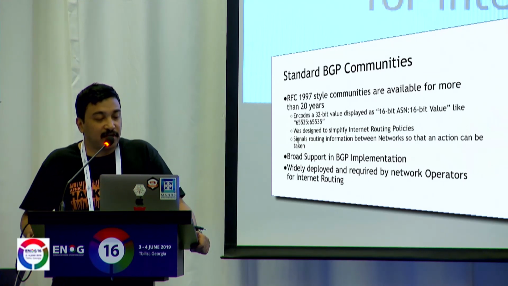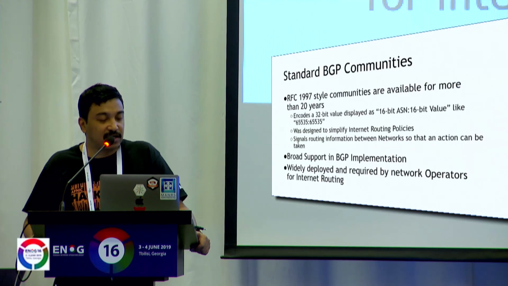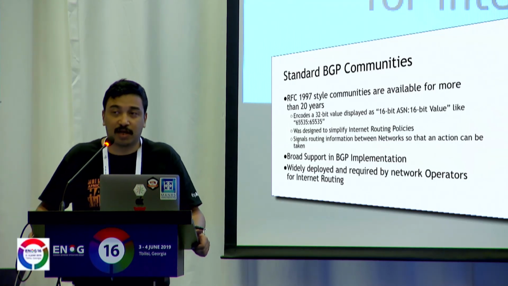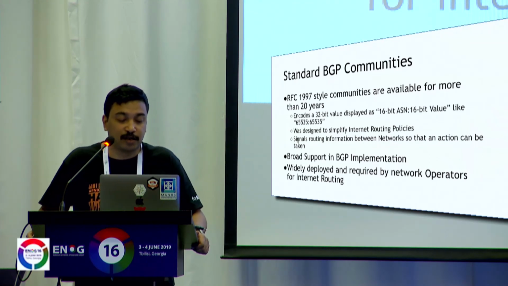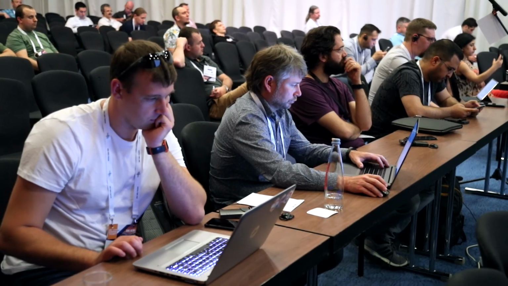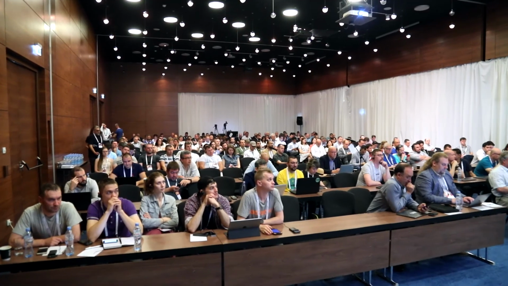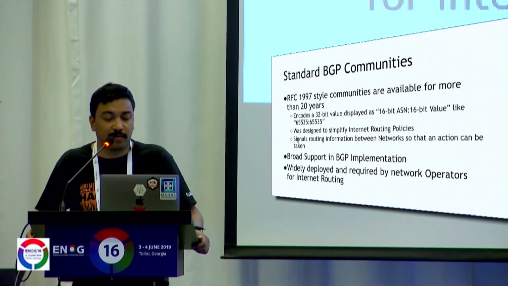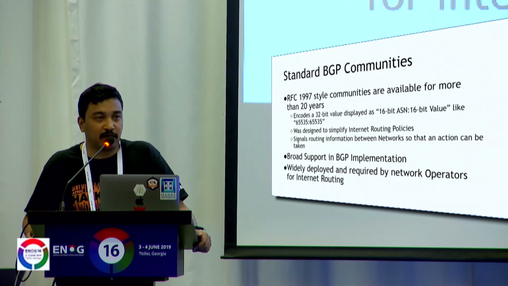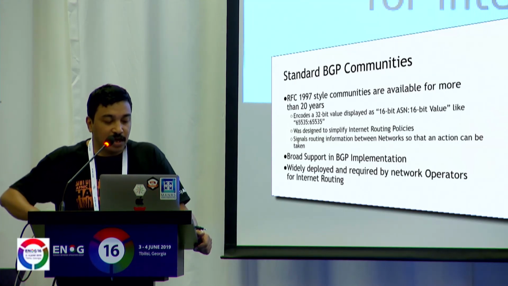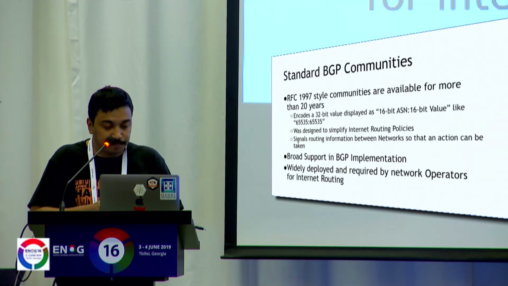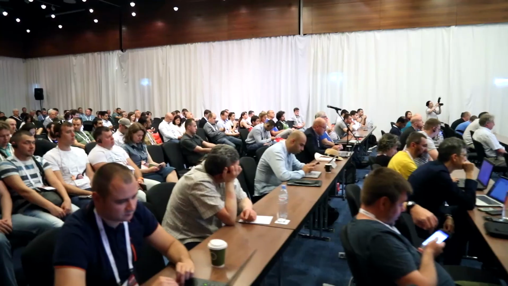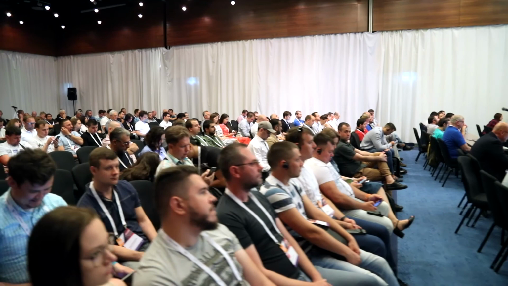So in the initial days, there were standard BGP communities, defined in RFC 1997. Those standard communities have been available for more than 20 years, and are encoded as a 32-bit value, displayed as a 16-bit ASN colon 16-bit value, like the one mentioned here, 65535:65535. It was designed to simplify internet routing policies, and it can be used to signal routing information between networks so that an action can be taken, because BGP community is the only BGP attribute that can traverse across different AS numbers. And there is broad support in BGP implementations too. That is why it is widely deployed and required by network operators for internet routing to take place in different locations.